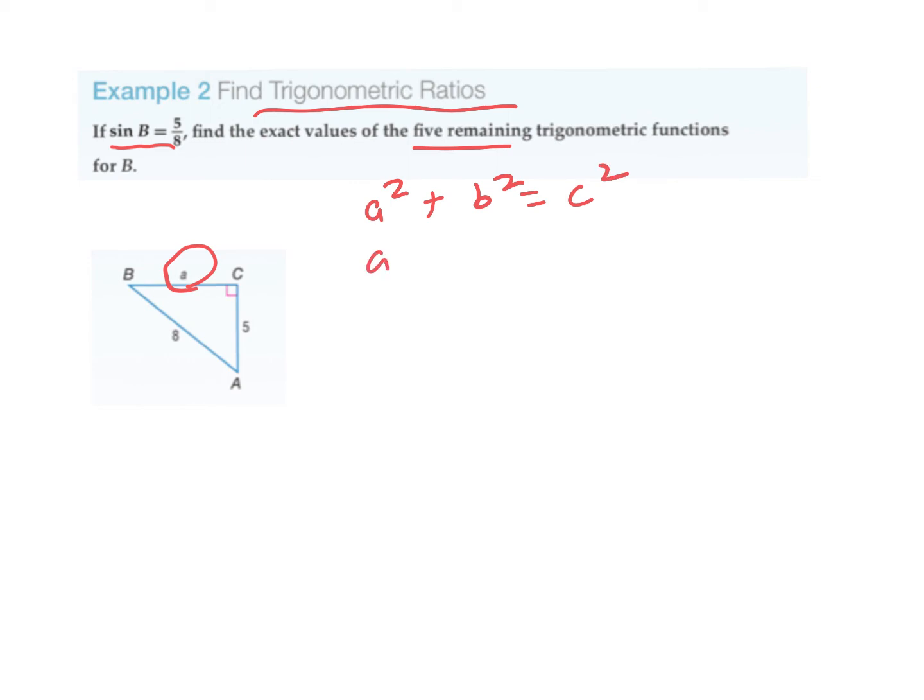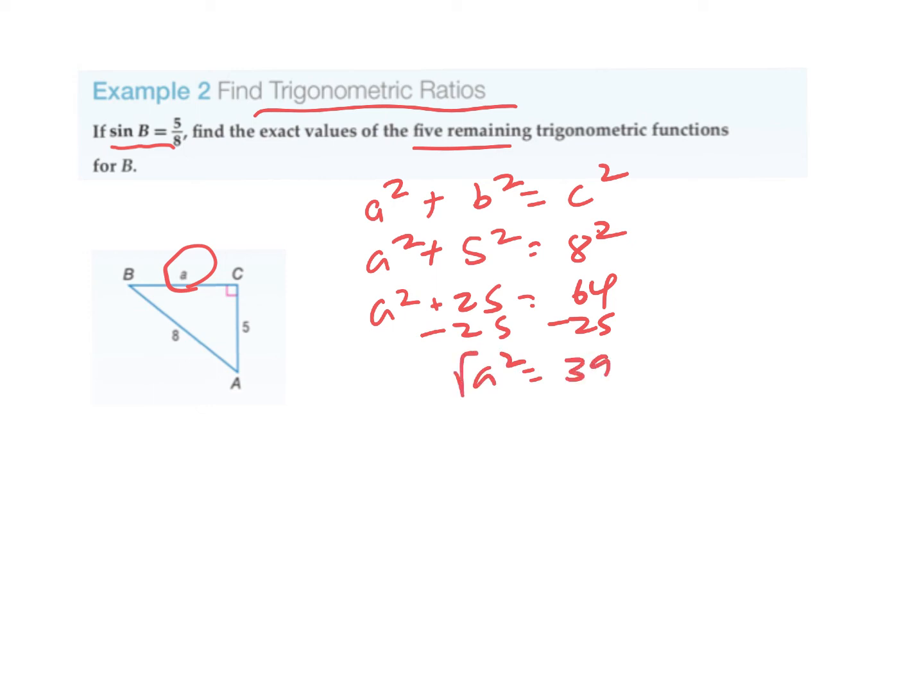A we don't know, but B is 5, and C is the hypotenuse, so it's 8. So A squared plus 25 equals 64. Minus the 25, I get A squared equals 39. If I take the square root of both sides, A equals the square root of 39, because that doesn't come out evenly, so you just leave that from your calculator. Now we can find the 5 remaining.